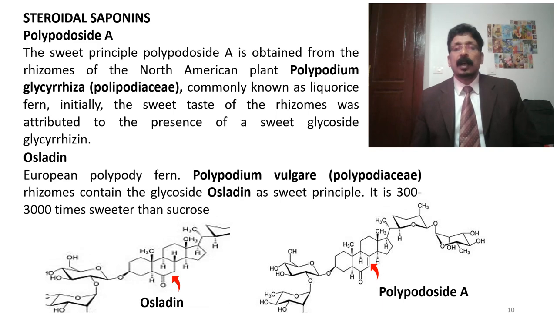Osladin, there is no bond. Two hydrogens are more. When you remove two hydrogens, automatically what will happen? Oxidation. That means polypodocyte A can be obtained from osladin. So osladin is also a sweetening principle which is present in Polypodium vulgare.